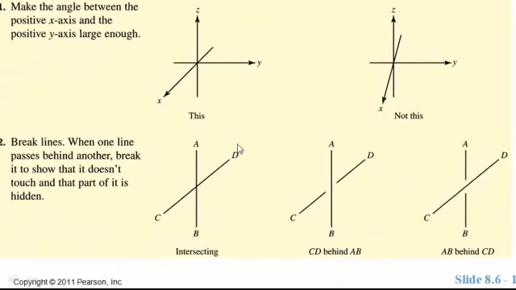In drawing 2 lines, we draw break lines. These 2 lines would be intersecting. Make a small break to show that this line is behind, that CD is behind AB, or make a break in AB to show that AB is behind CD.